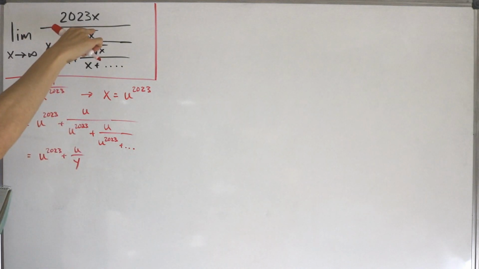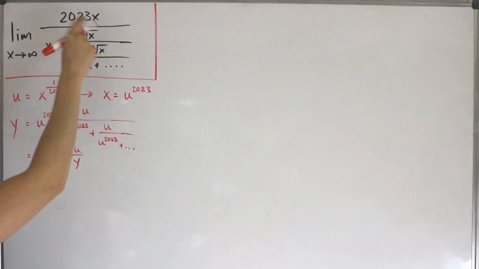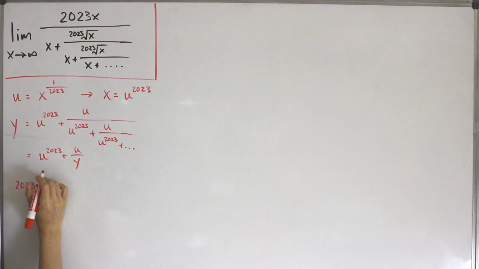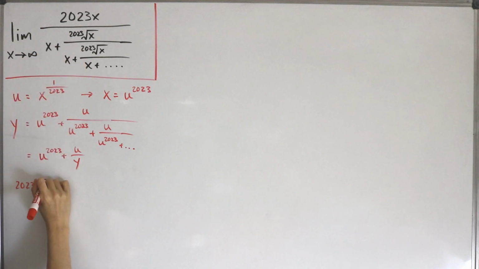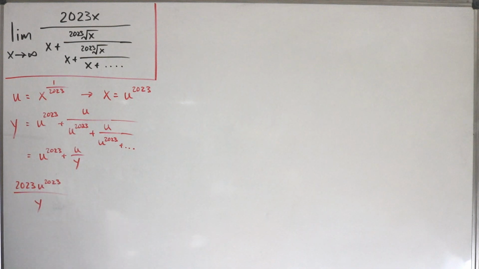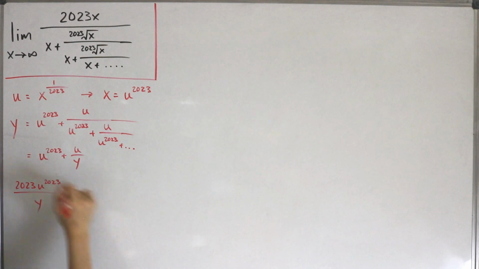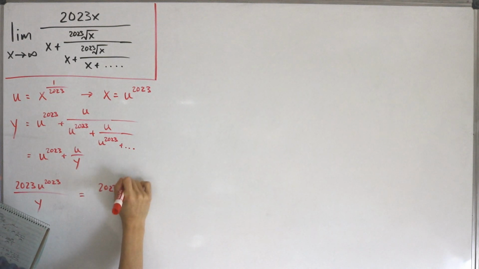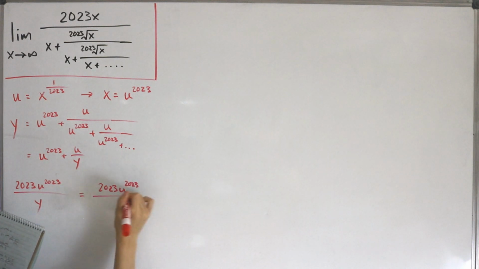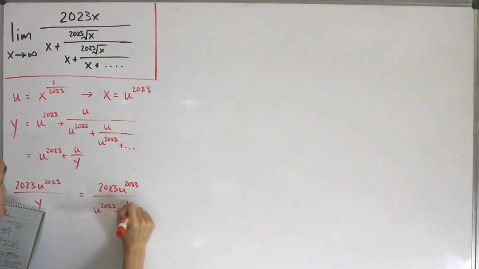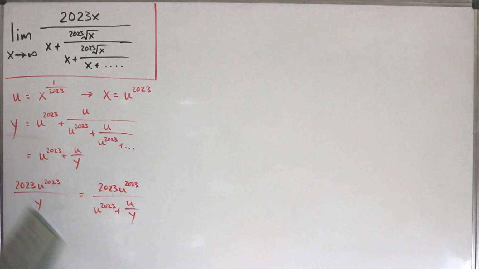Going back into the substitution, if we put everything back together, I have 2023 times u to the 2023, all divided by y, this continued fraction over here. We can take this a step further and put in that substitution to say this is equivalent to 2023 times u to the power 2023, divided by u to the power 2023 plus u, then divided by y. With that assumption, now we can make things a little bit easier and solve this out.